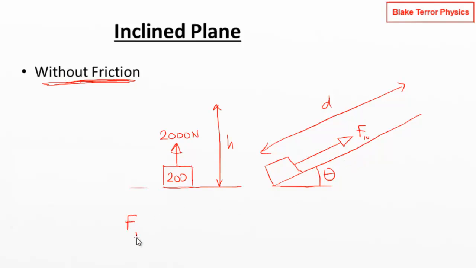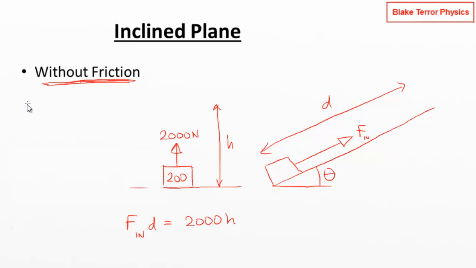So F input multiplied by d, the length of the plane, that's the amount of work we're actually going to be doing, will be exactly the same as lifting up this force of 2,000 newtons multiplied by h. So these things have to be equivalent because of conservation of energy. Well, we know that d is greater than h, so our F input is going to be greatly reduced. So that's what we're looking at here.